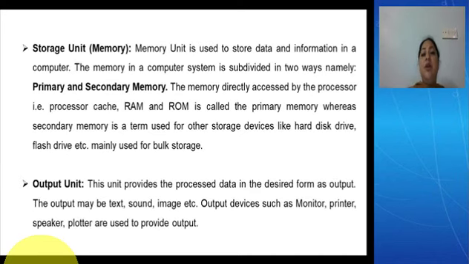The storage unit or the memory unit is used to store data and information in a computer. The memory in a computer system is subdivided in two ways: the primary and the secondary memory. The memory directly accessed by the processor, that is the processor cache, RAM or ROM, is called the primary memory, whereas the secondary memory is a term used for other storage devices like the hard disk, flash drive, CD drive, etc. These secondary storage devices are mainly used for bulk storage.